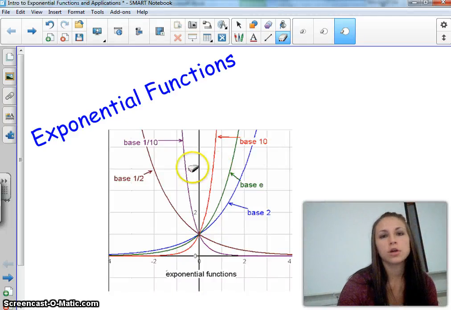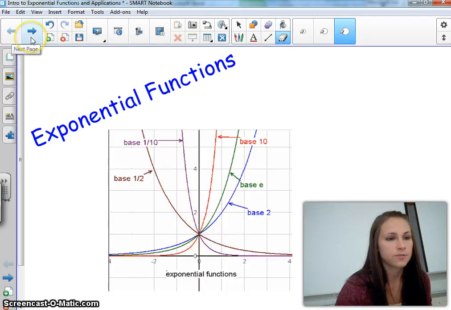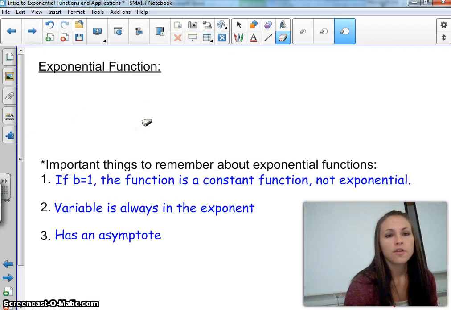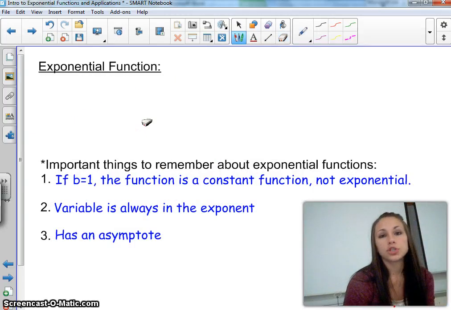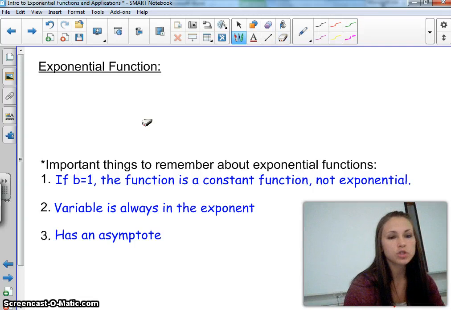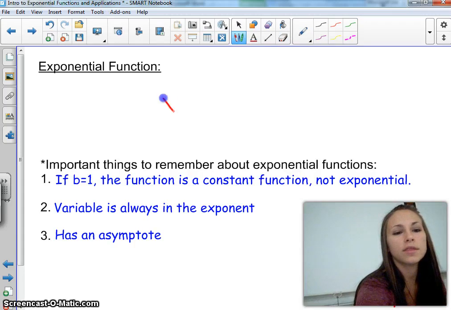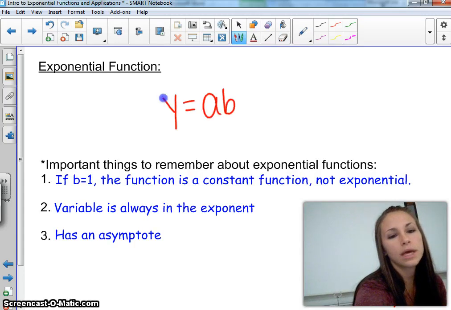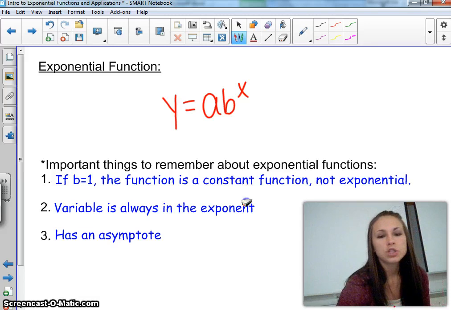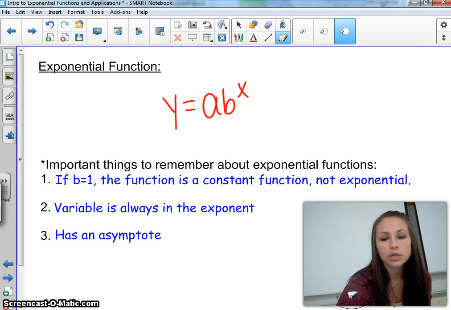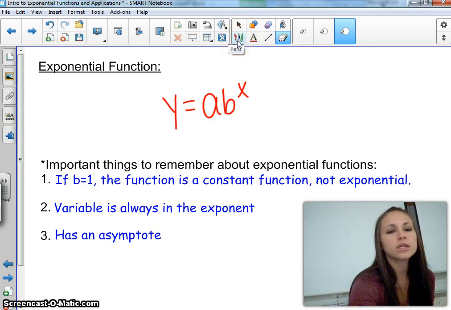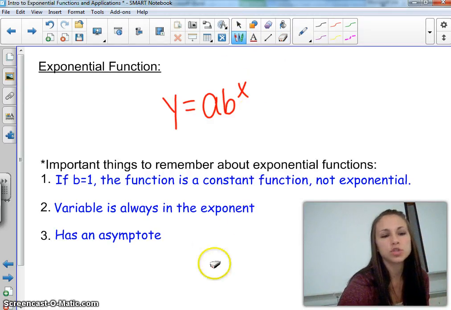Alright, so today we're going to start our new unit on exponential functions, and this picture right here is basically just a picture of different types of exponential functions that you could see, and so we're going to look at some different types today. The first thing you need to know is what an exponential function is, what the definition is. So an exponential function is just going to be a function of this form, y equals ab to the x. And so the main thing that you need to notice about this form is that the x is in the exponent, and that's what makes this exponential, okay?